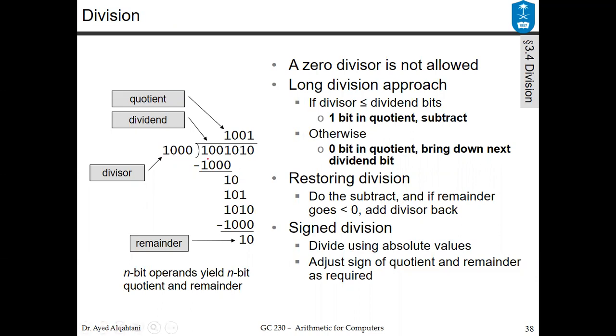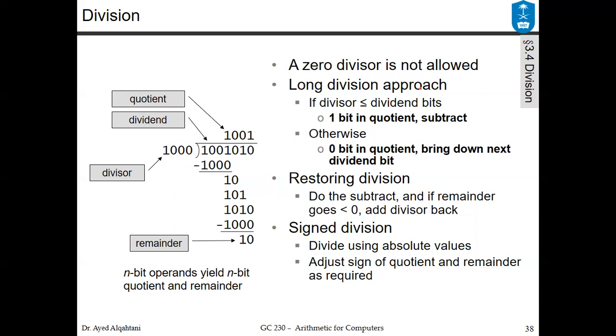Now for the division, we know the old way, the long division that we studied in elementary school. In binary, what we have here is the divisor, the dividend right here, and the quotient. And after we finish the operation of the division, we end up with a remainder. So first you need to check the divisor. Make sure it's not 0. A 0 divisor is not allowed. You know, division by 0 is not allowed.